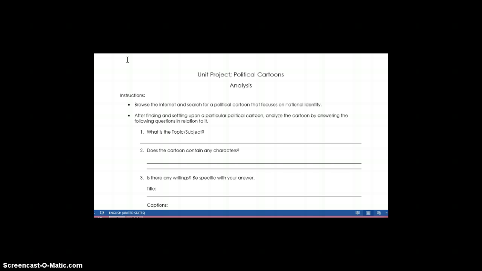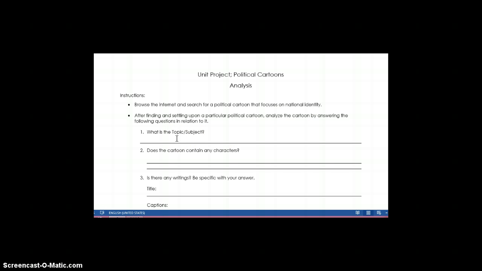The first thing you're going to do is browse the internet and search for a political cartoon that focuses on national identity in some manner. Once you've found a political cartoon that you think does focus on national identity, you need to begin analyzing this cartoon. The way you're going to do this is simply by answering the questions that are provided.